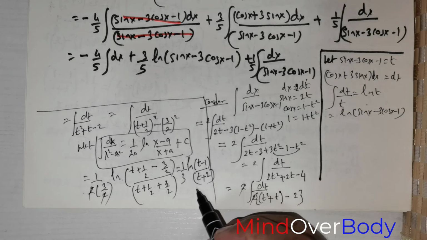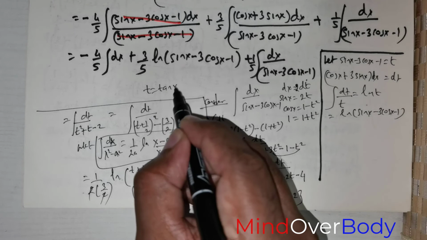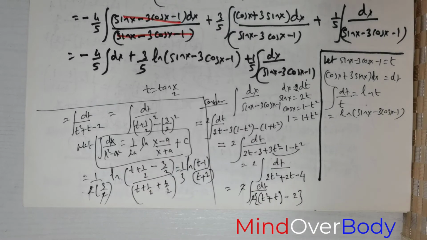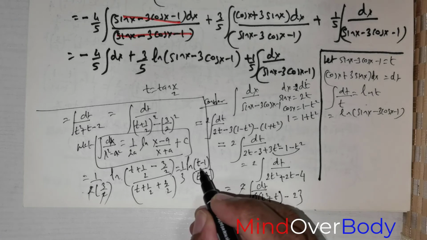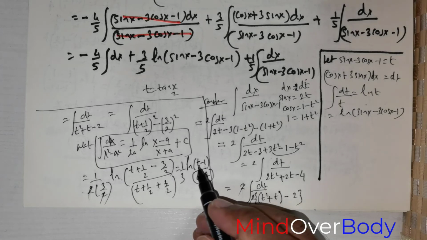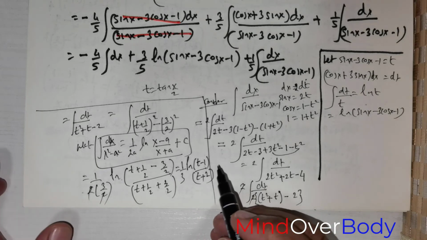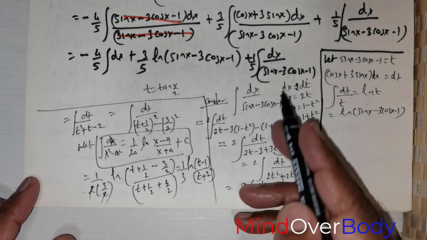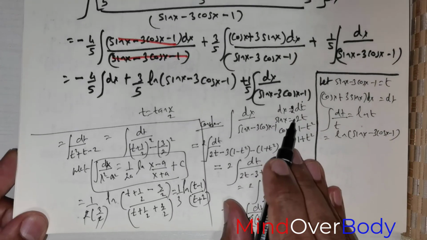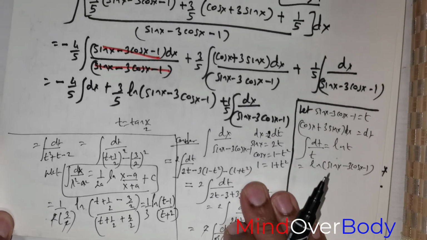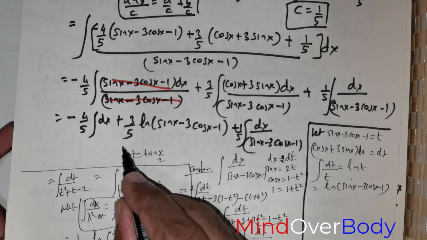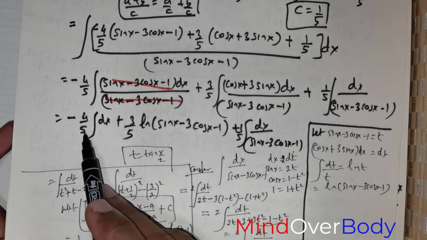But my t is tan of x over 2. This is the standard substitution. So we will have to substitute that quantity here. You will have to refer to the previous question. So now with this substitution, the solution would be completed. So what would be the solution? So let me write the solution over here. Of course, this is what we have got.